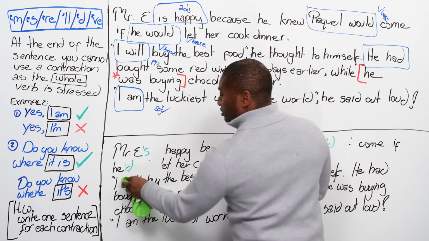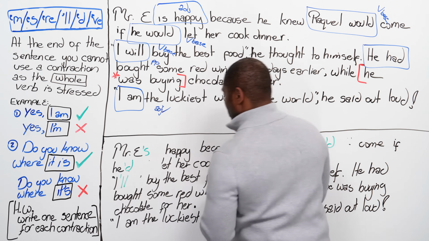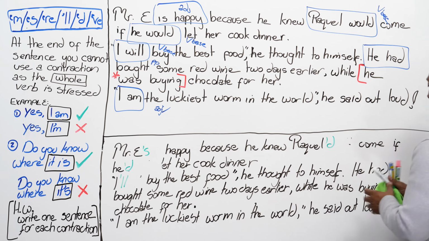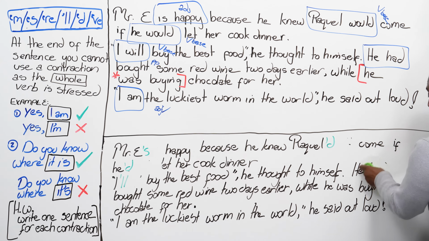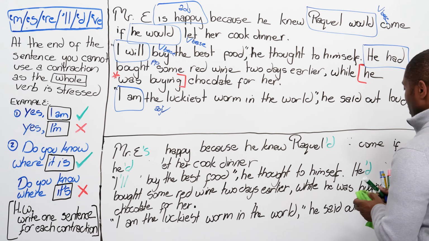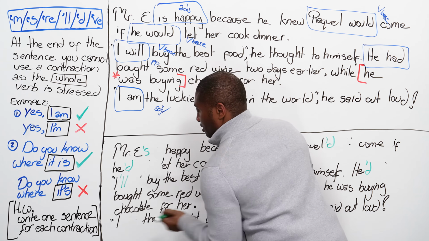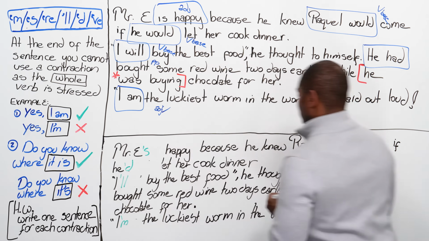We're going to get with a will, because we talked about we can change that one, right? So I'll buy the best food, he thought to himself. And we can change this one to he'd, right? He'd bought some red wine 2 days earlier while he was buying chocolate for her. And then we said, I'm the luckiest worm in the world.